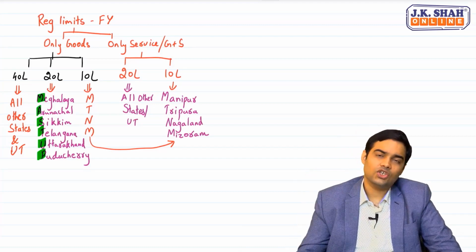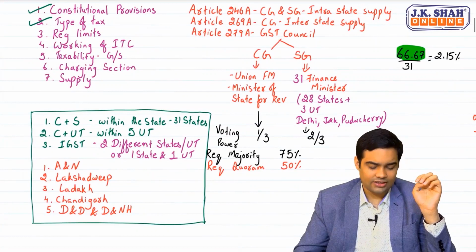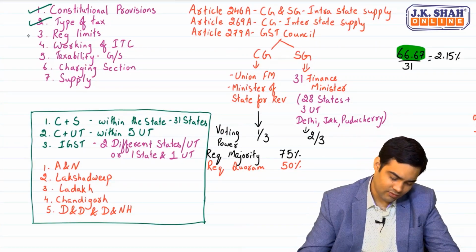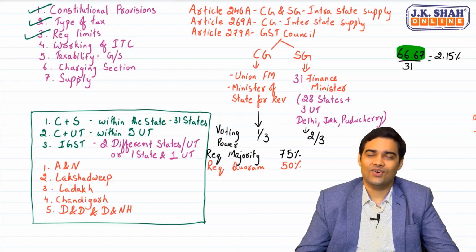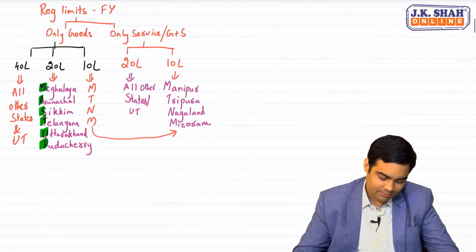Okay. So 3 points. First, constitutional provisions. Second, type of tax. And the third one was registration limit. Now we would be moving towards the working of input tax credit. Careful. Have a look at it carefully. Something very important.